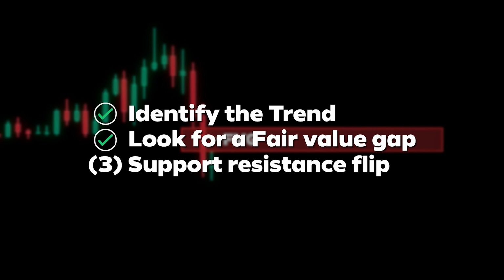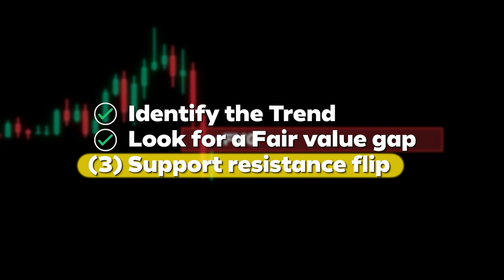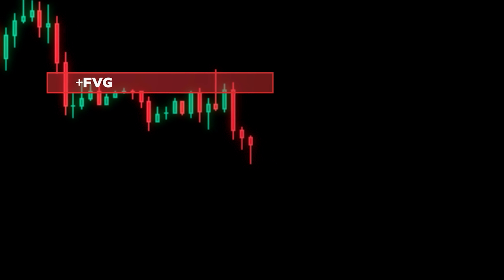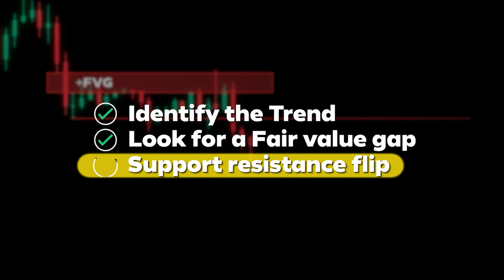Now, for the last step in this strategy, we're going to be looking for a support to resistance flip. We want to wait for the market to respect the bearish fair value gap and move down lower. Here we see that it has broken through the support. So now all of our criteria have been met.